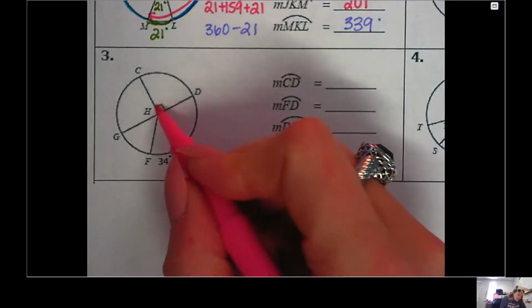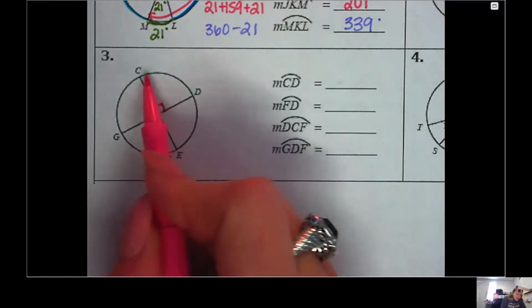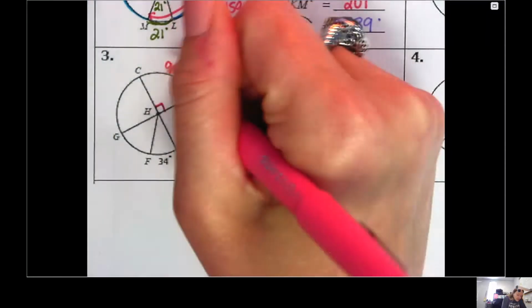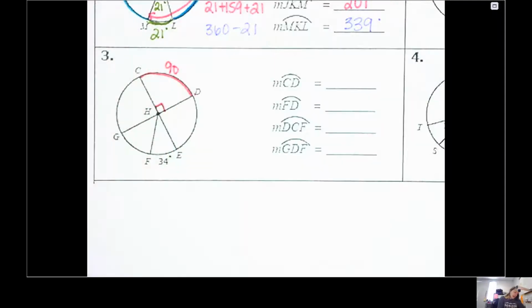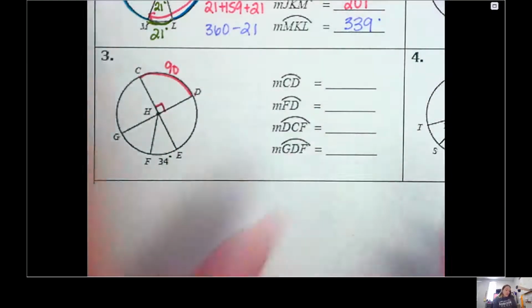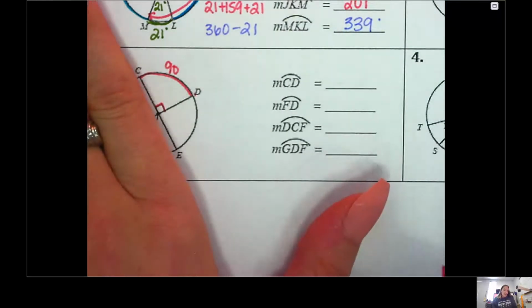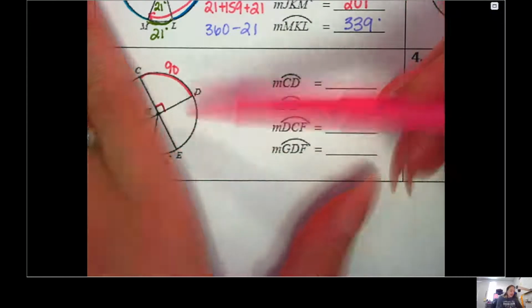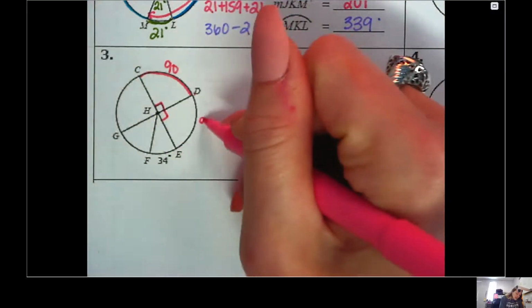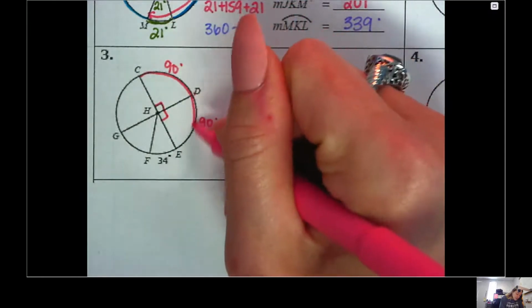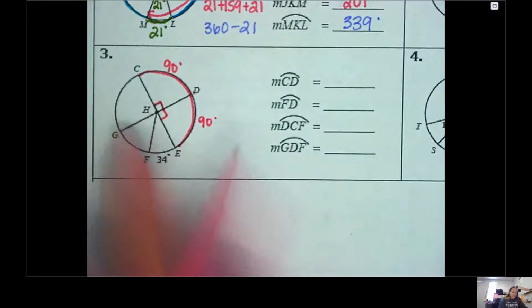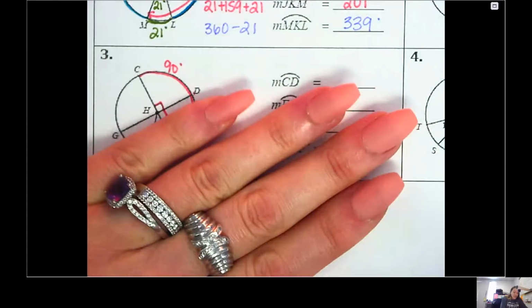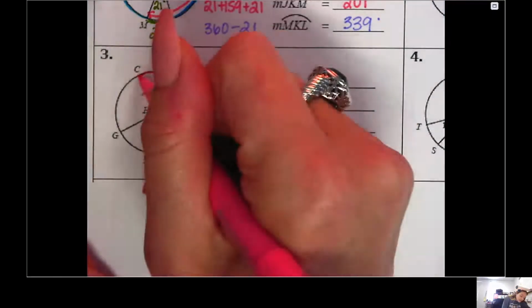So I see that this right here is 90 degrees, which means that this arc from C to D is also 90 degrees. I know that this from C to E is a diameter, which means this is 180 degrees. And I know if I've already used up 90 of the 180, then this one over here also has to be 90 degrees. Both of these are 90. So that's easy, which also means, right, here's another diameter from G to D. That means these two have to add up to be 180. So again, I've got another diameter. So this piece is also 90.